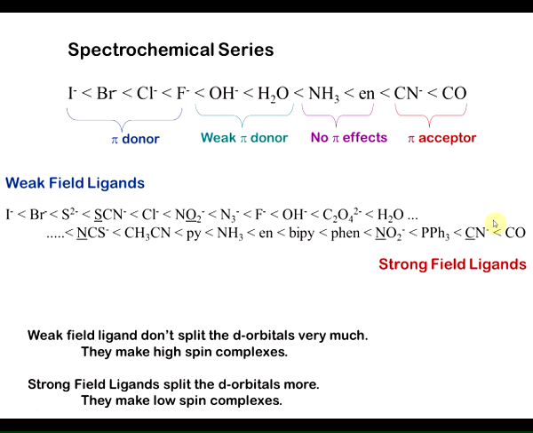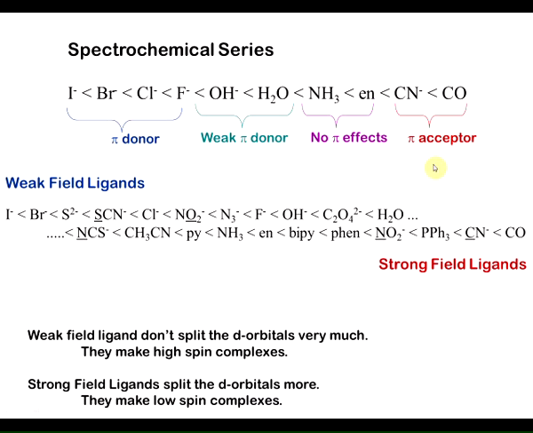Now, there are weak pi donors. Those weak pi donors are going to split the field more than the pi donors. And then those with no pi effects, so the nitrogen-containing ligands, are going to be in between the weak pi donors and the pi acceptors. So this general trend of the spectrochemical series is halides being pi donors, oxygen-containing ligands are weak pi donors, nitrogens have no pi effects, and cyanide and CO are good pi acceptors. That's something you should memorize and have in your repertoire for understanding the spectrochemical series.